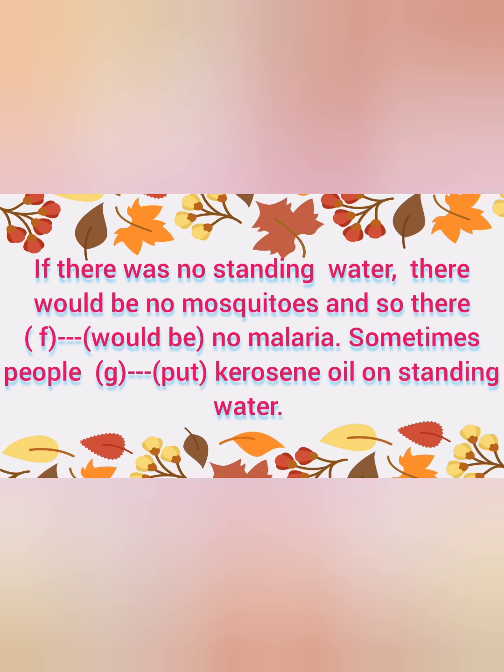Then the second sentence is, sometimes people put kerosene well on standing water. Here the subject of this sentence is people. It is the plural form and that's why the verb is only the base form of the verb. So the answer is put. So the full sentence is, sometimes people put kerosene well on standing water.